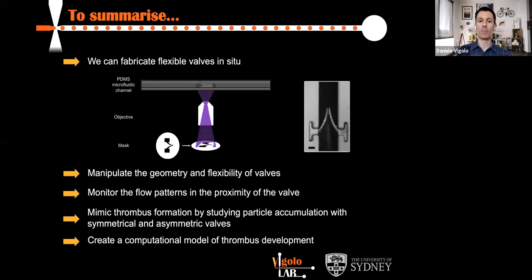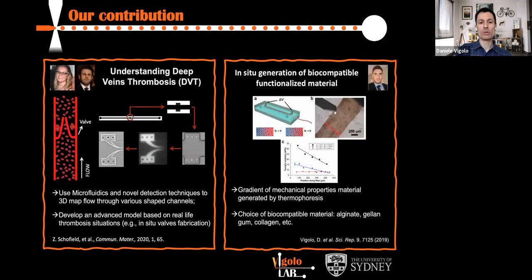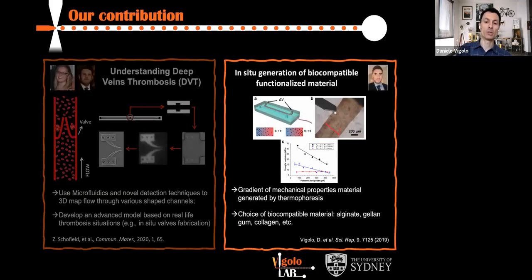For example, taking into account the fact that valves can be asymmetric in elasticity, and that can be one of the risk factors directly connected to DVT. Now, the second part of my talk, as I mentioned before, is related to tissue engineering, and in particular, really on the manipulation of the properties of biocompatible materials that can be used as a scaffold, where we can grow cells and we can grow tissue, potentially following a predetermined behavior embedded in the material itself.